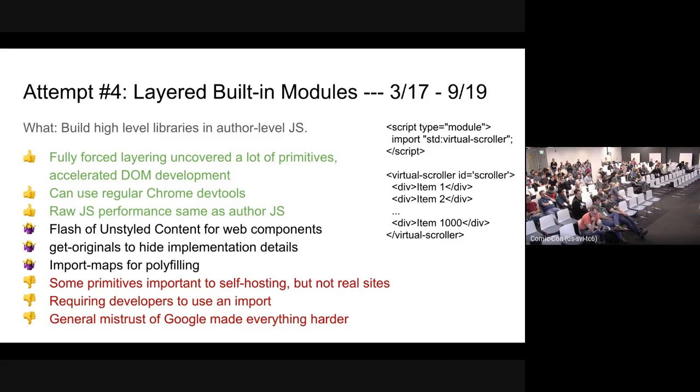And then the way this hid implementation details was an API called getOriginals, which we discussed at TC39. It is stalled. Is that the right word for it? I don't know. We never finished this. It was unstaffed, yes.